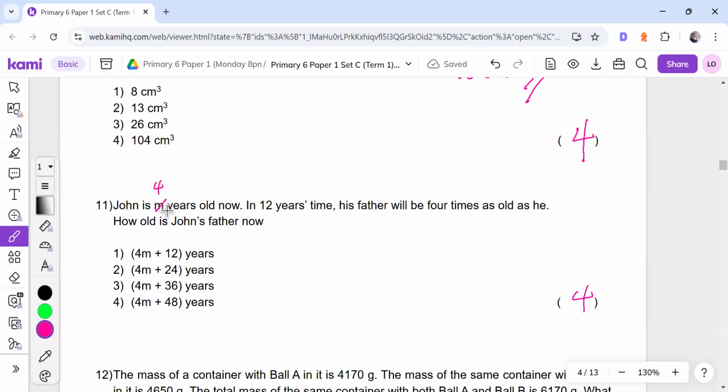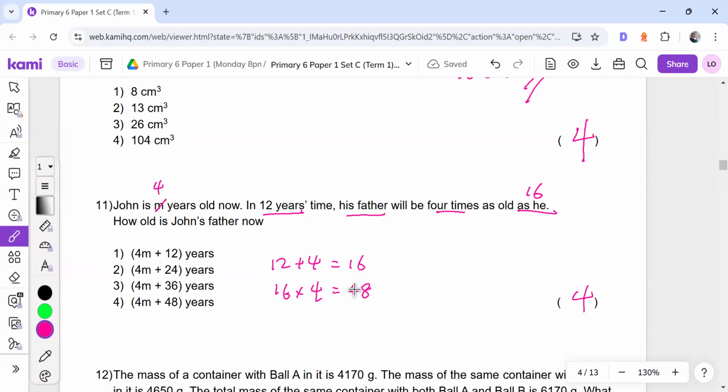John is 4 years old now. In 12 years' time, his father will be 4 times as old as he. So can you find how old John is in 12 years' time? You take 12 plus 4 equals 16. You have to write all the steps if you want to do this algebra problem. So John is 16 years in 12 years' time, and the father will be 4 times. What must you do? You take 16 times 4 to get the age of the father. And then how old is John's father now? Then you take 48 and minus 12.